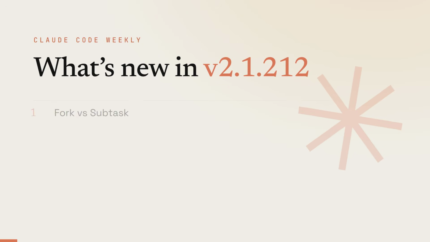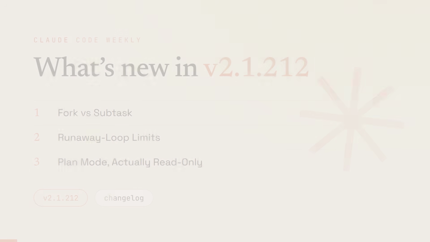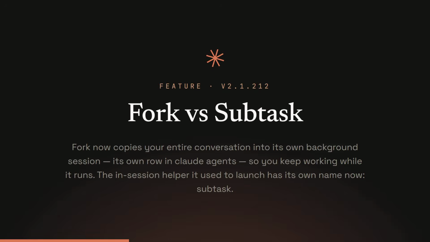Claude Code 2.1.21 splits background forking from in-session subagents and adds hard limits to stop runaway agent loops. Fork now copies your entire conversation into its own background session, its own row in Claude agents, so you keep working while it runs. The in-session helper it used to launch has its own name now, subtask.